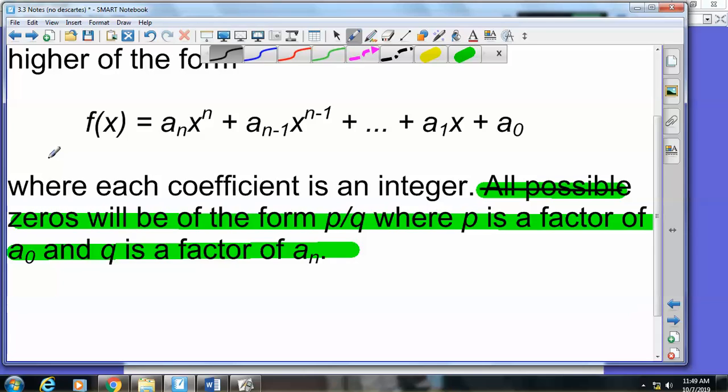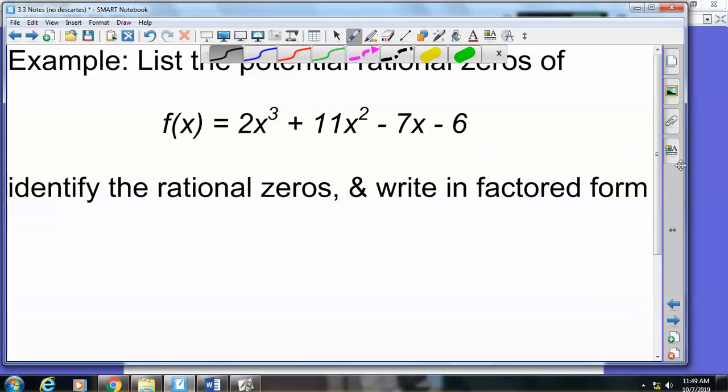So what we will be doing on these problems is making a list of things that might be a zero, things that might divide it evenly. This will give us not every possible zero, but all the rational ones, the nice ones that could be written as a fraction. And then from that list, we will find something that works, and that will be our starting point. So the easiest way to do this is just start by example.